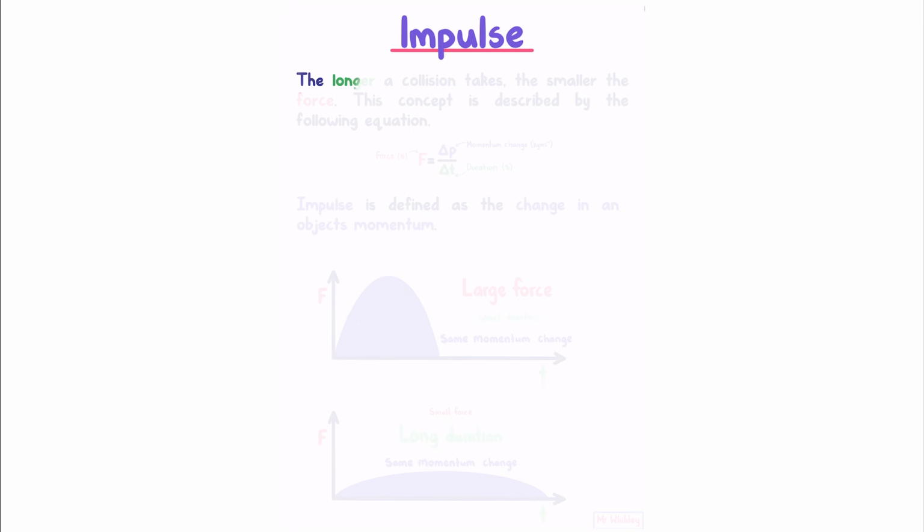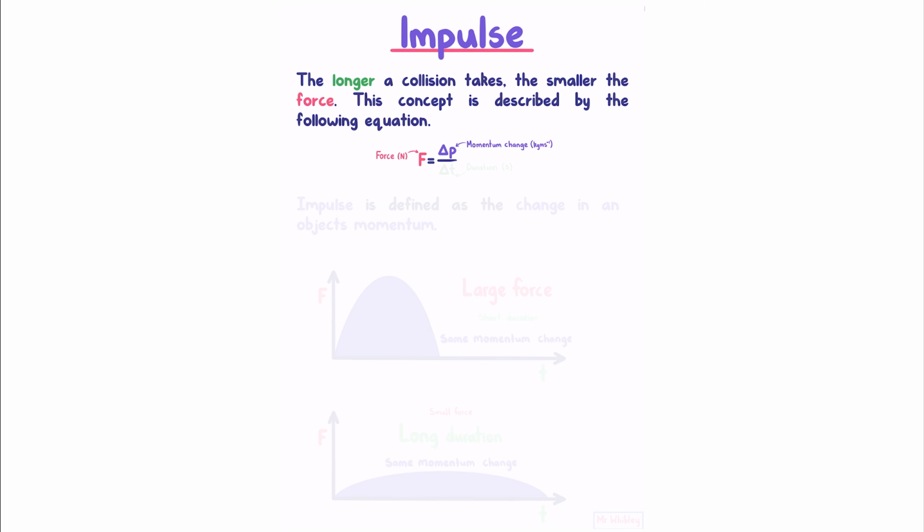Impulse. The longer a collision takes, the smaller the force. This concept is described by the following equation. Force is the change in momentum divided by the duration over which it changed. Impulse itself as a quantity is defined as the change in an object's momentum. So if you're asked to find the impulse, you're being asked to find the change in momentum.